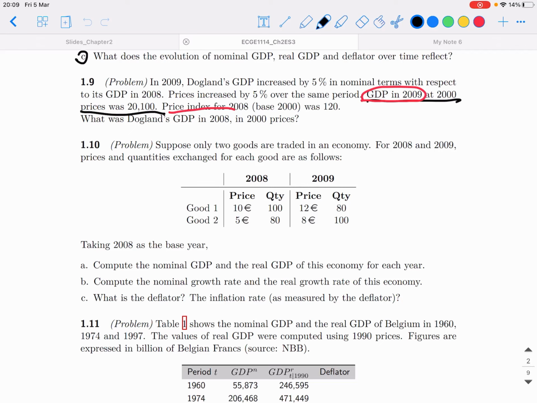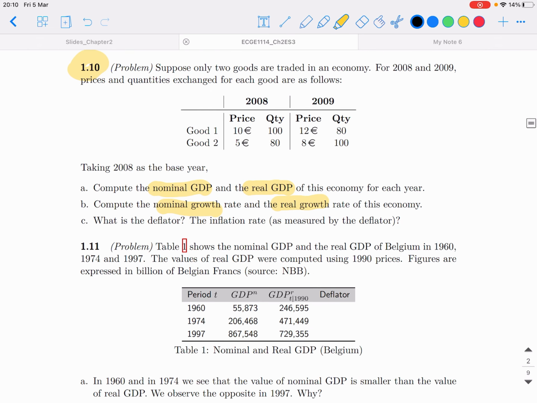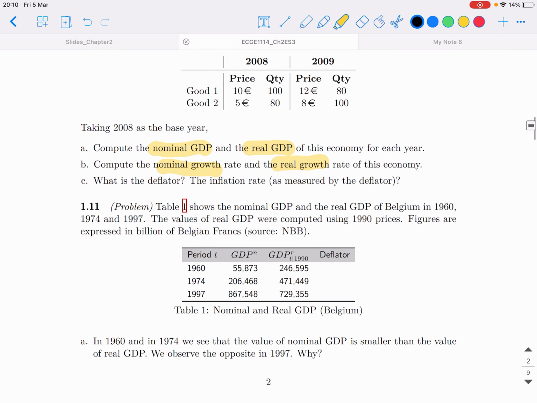Next we have exercise 10. Please try to solve it yourself as homework. There is nothing really difficult to solve. You just need to remember the formulas for nominal and real GDP, and then you compute the nominal growth and the real growth, and also the deflator that is going to show the inflation rate. So then we move directly to exercise 11.